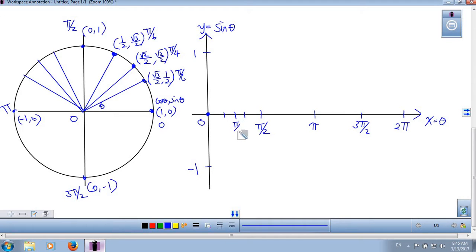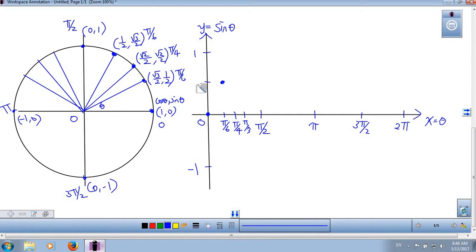This is pi over 4, halfway is pi over 2, and then a little bit before pi over 4 is pi over 6, a little bit after pi over 4 is pi over 3. All right, so then let's go to the next point. When theta becomes pi over 6, so I progress to pi over 6, the value of sine theta is 1/2, so I go up to 1/2. And then it continues through at pi over 4 is square root 2 over 2.